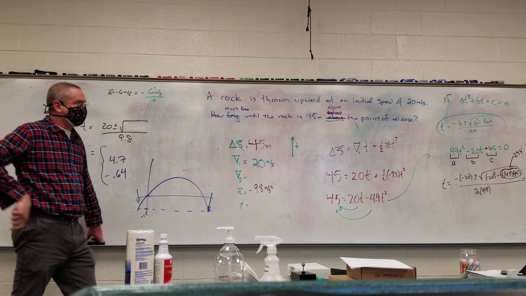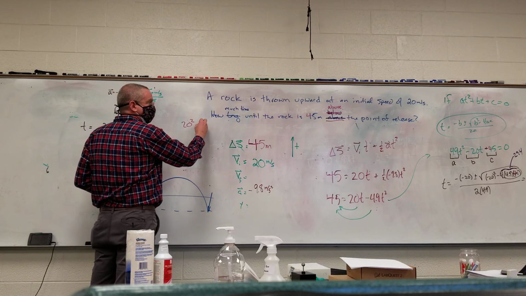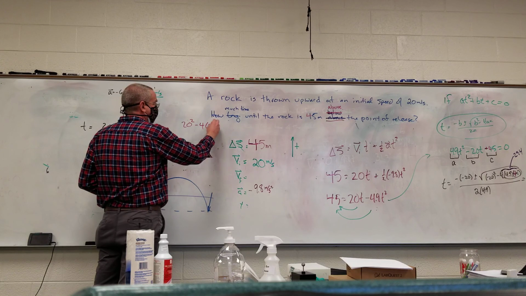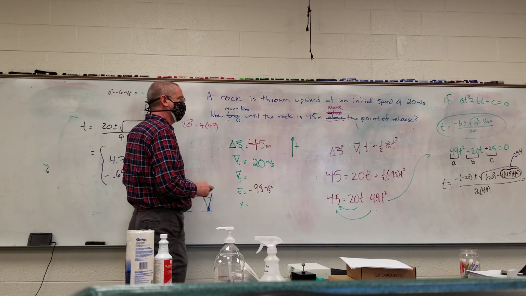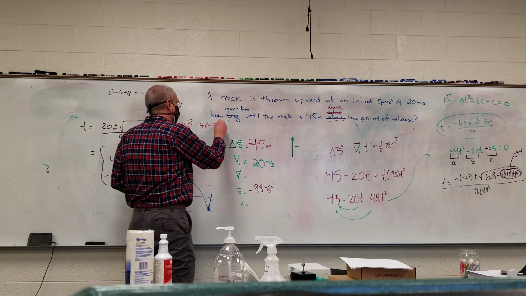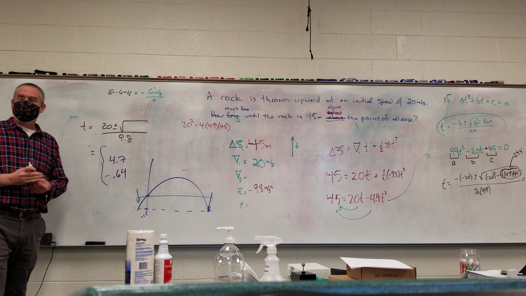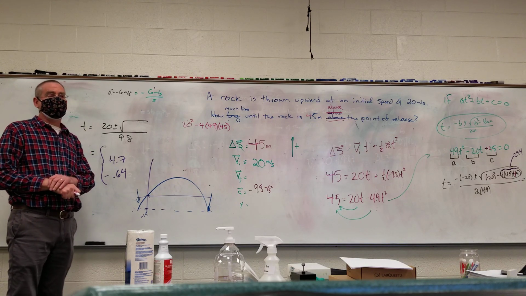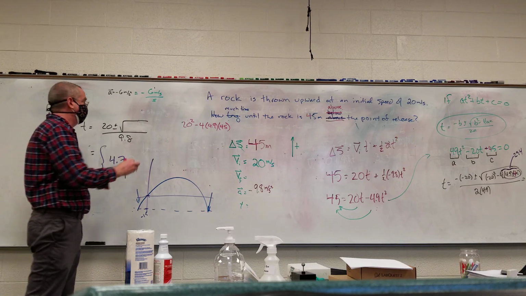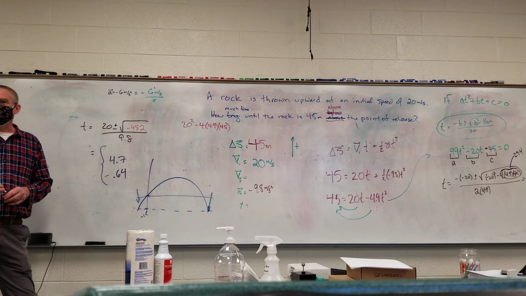Is it too cluttered over there? The discriminant would be 20 squared minus 4 times 4.9 times 45. That's the discriminant. Surely somebody has it. Negative 482. Negative 482. Anyone else get the same thing?